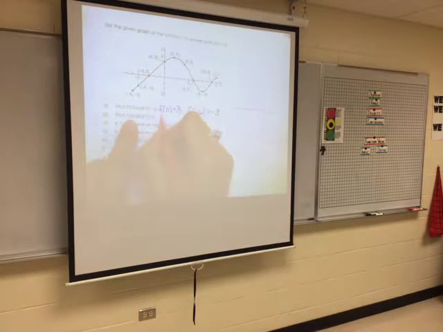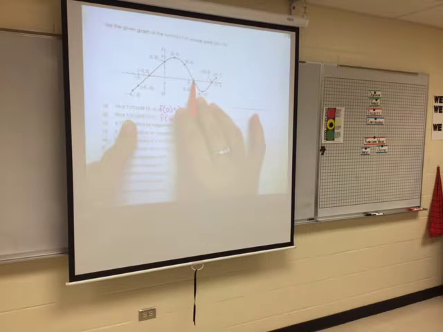F of 6. So I want to know when x is 6, because see, 6 is taking the place of x. When x is 6, what is y? So I'm going to go to 6. 1, 2, 3, 4, 5, 6. We get 0.